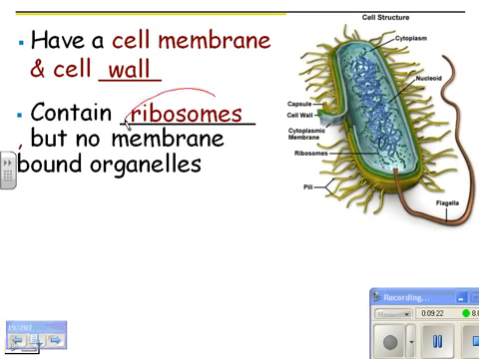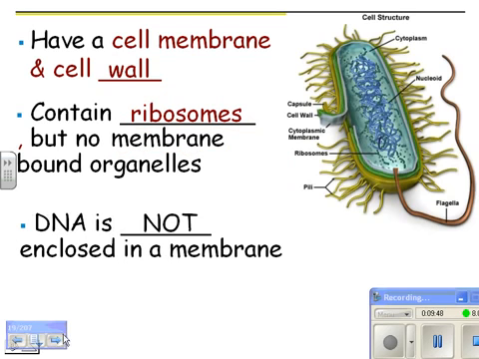So a ribosome is indeed an organelle, but it does not have a membrane. A ribosome, all it's made out of is protein, which makes up pretty much everything, right? Protein, and then a special type of RNA called ribosomal RNA. And so we'll talk about this in a couple of units, but that's all they're made out of. There's no phospholipid bilayer at all.